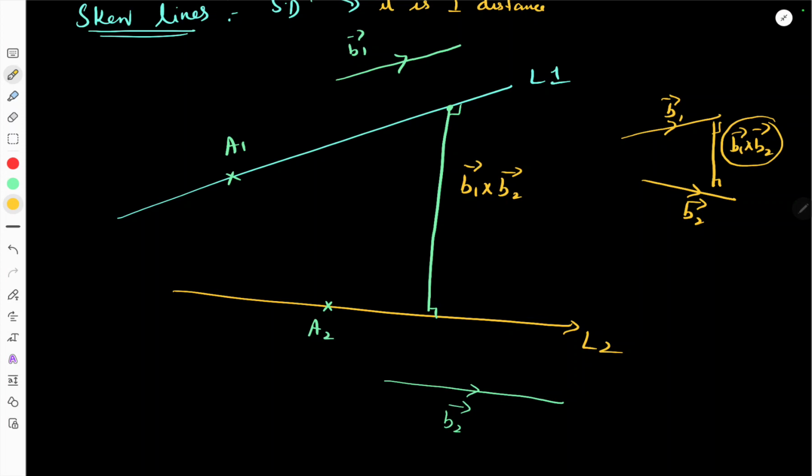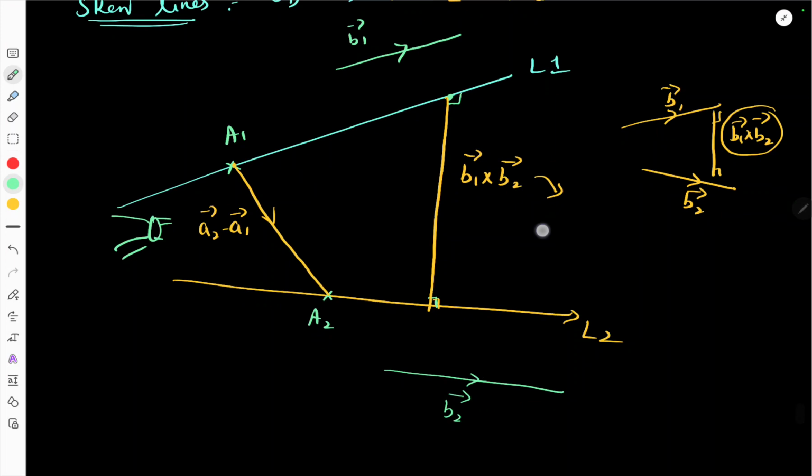Now what I have to do here is find the distance. So this is just the direction. It can stop here, or it can extend till here also. So this is b1 cross b2, we have this vector. What I have to do here is project. If I join these 2 points, this will be the a2 minus a1 vector. So I have to project this vector on this b1 cross b2.